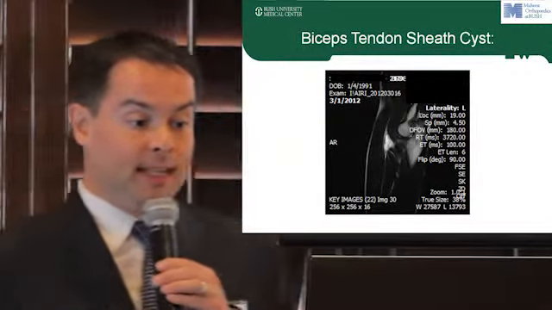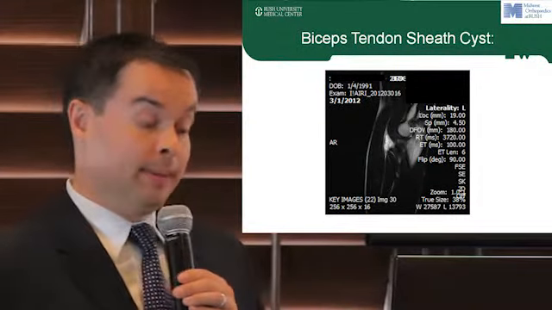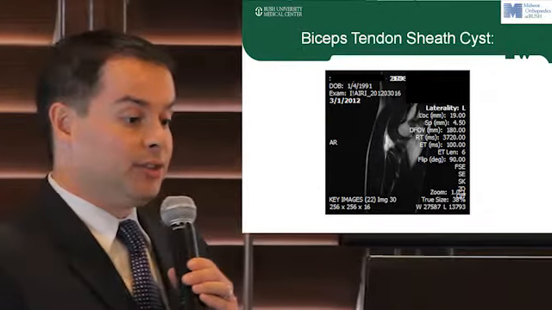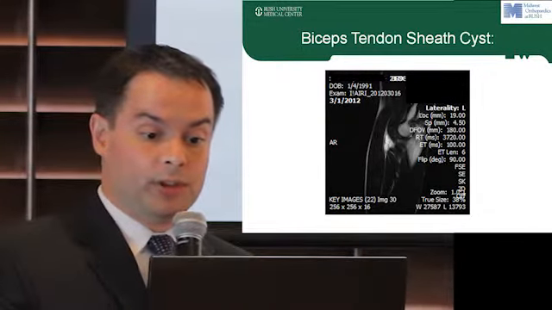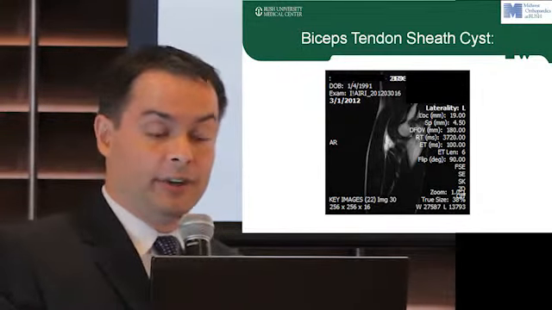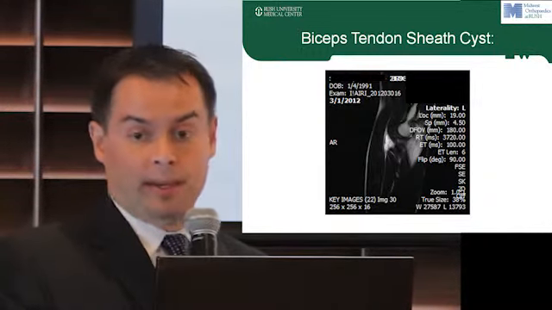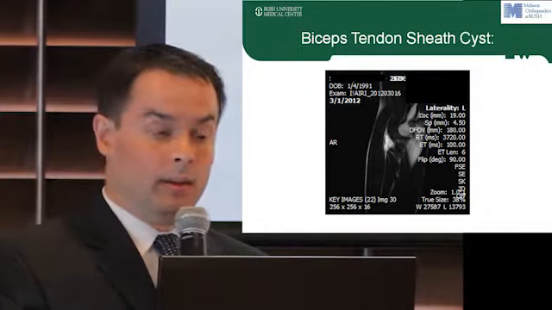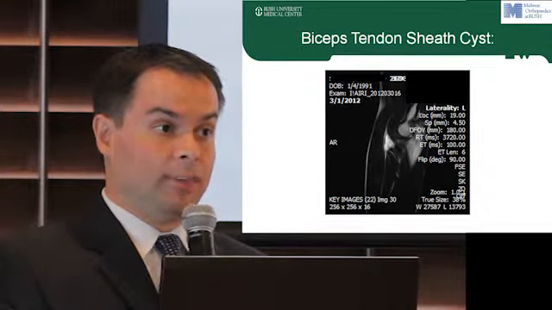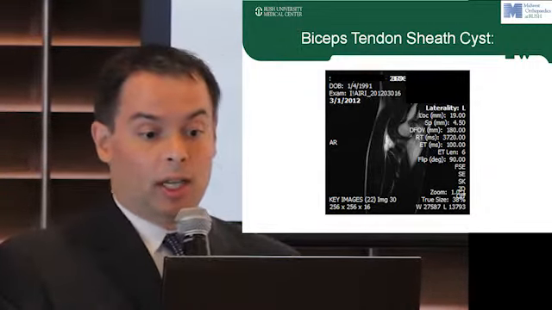This is an example of a biceps tendon sheath cyst. This gentleman is actually about 22 years old. He was a nursing student who had had complaints of pain for 3 or 4 years, and he had gone through multiple bouts of physical therapy. He'd probably done between 9 and 12 months of formal structured therapy intermittently for several years before he presented to me.